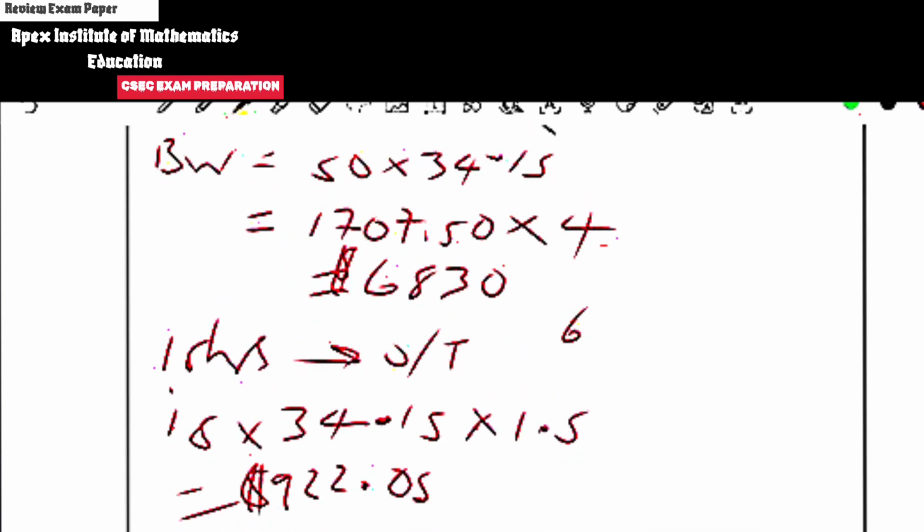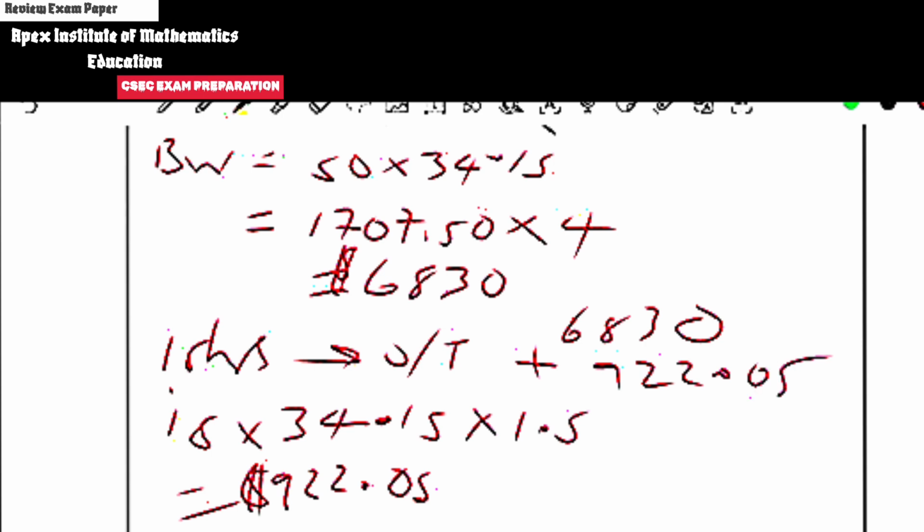So it would have been the $6,830 plus the 922.05. So we have 6,830 plus 922.05. We end up with 7,000, pardon me, $7,752.05. All right, so that is your final answer for that question.